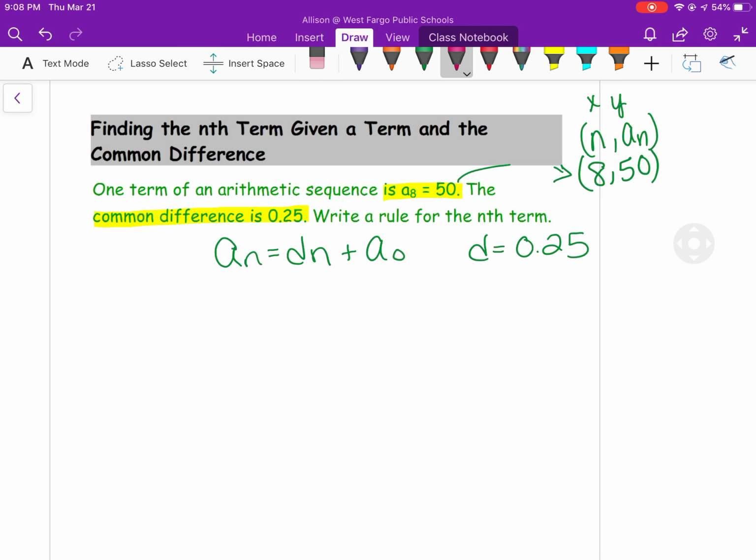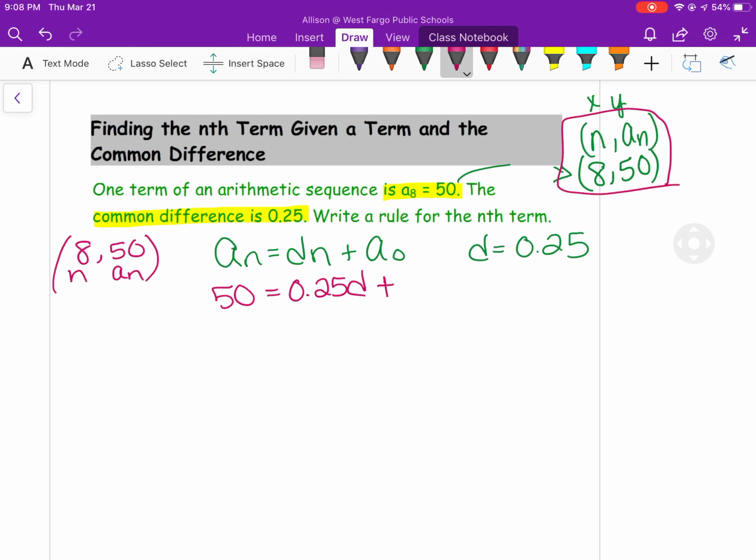So I can use these points, 8, 50, plug in n and a sub n to help me find my a sub 0 term. So I'm going to plug in 50 for a sub n. Sorry, my bad, I'm plugging in 0.25 for d, and I'm plugging in 8 for n, and I'm trying to solve for a sub 0.